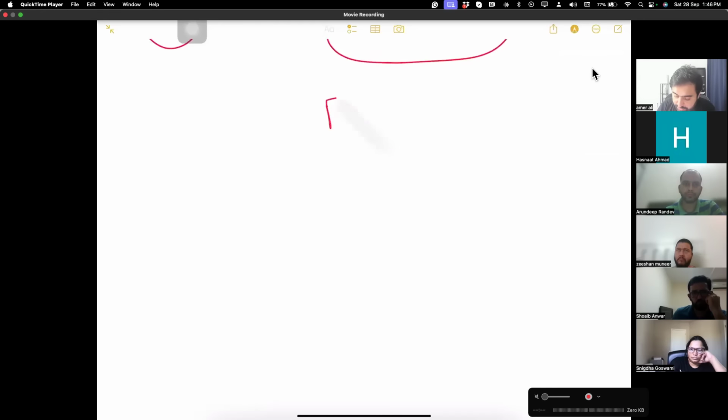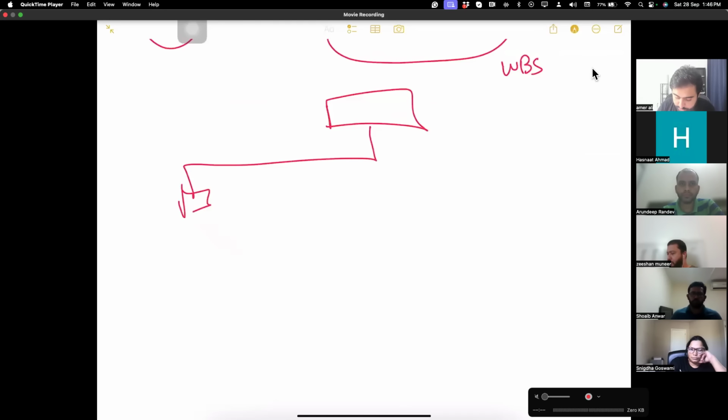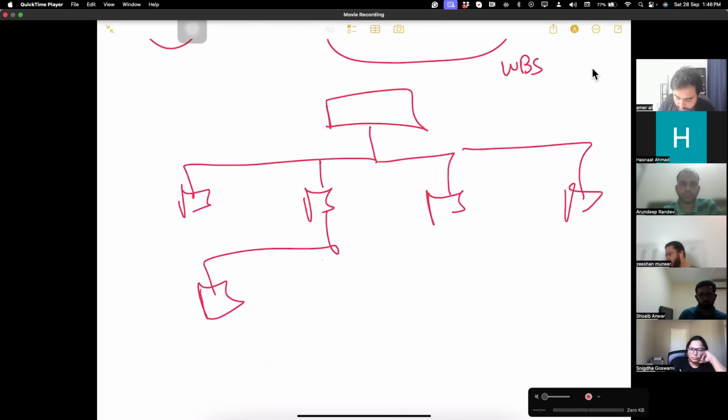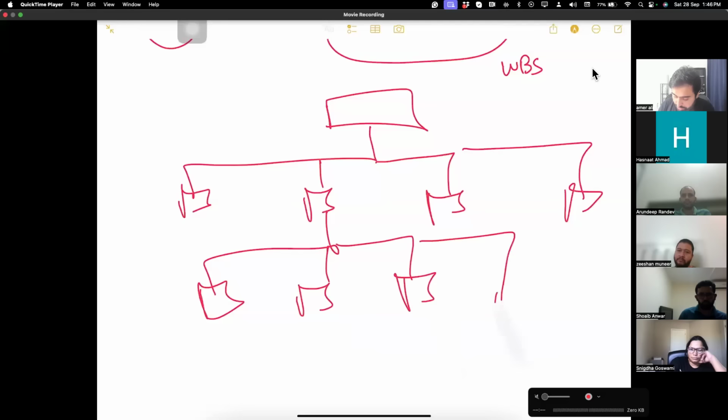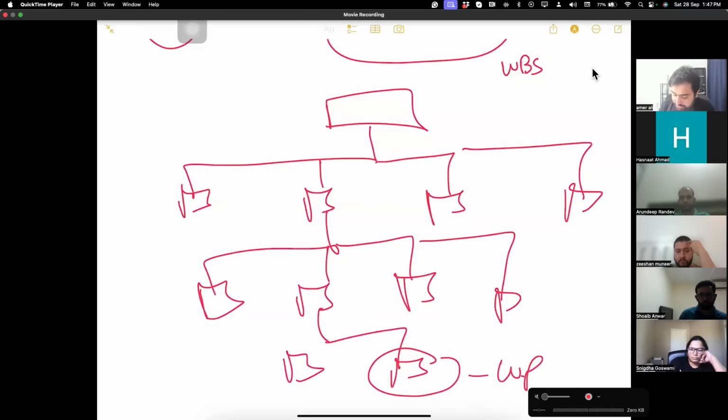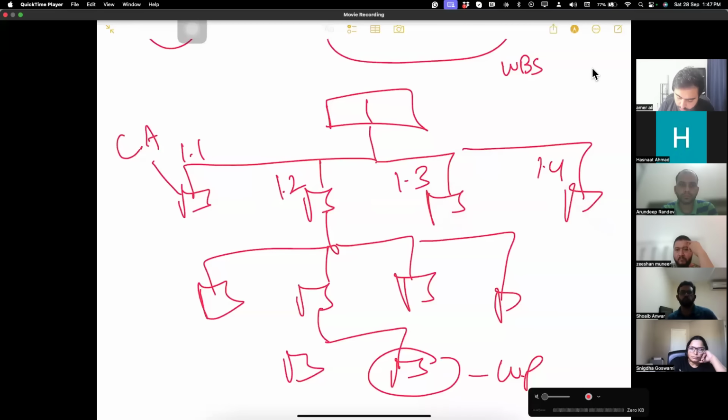Then using the work breakdown structure, I will decompose the work into small manageable parts. The WBS will divide the work into small manageable parts. The smallest part is called a work package. The highest part is called a control account. I will give them numbers. These numbers are called code of account.